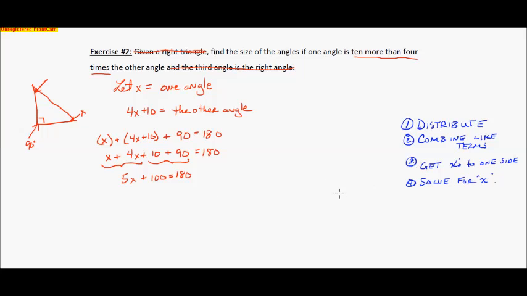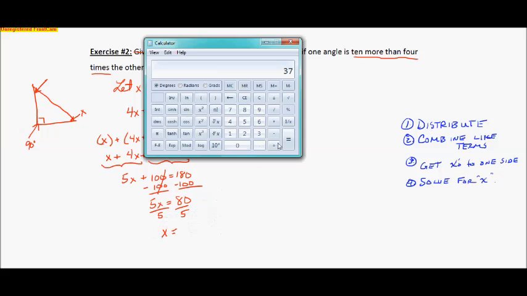So very quickly this equation boils down to this. Alright, and then I got to get the x's to one side. Well, I already have that. I have the x over here, and there's no x's over there. And now I just need to solve for x. So I take away 100 from both sides, and these hundreds cancel each other out. So I get 5x equals 80. And then I'm going to divide by 5 on both sides. So x equals whatever 80 divided by 5 is. So I'm going to divide those two, and I get 16.